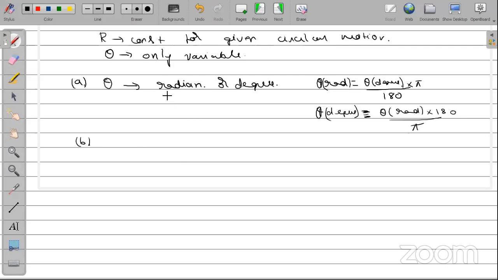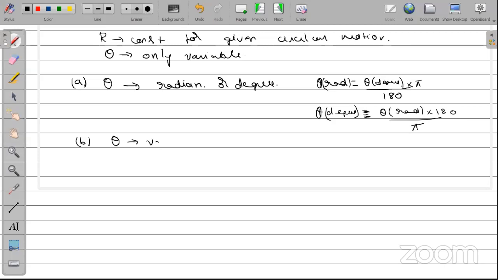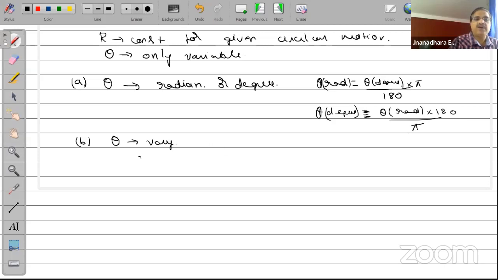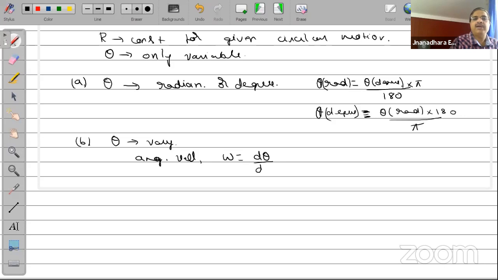So theta is measured in radian. Now this theta is something which can vary. And therefore, I'm going to define what is called angular velocity, which will be omega equal to d theta by dt. Omega will be in the direction of the change of the angle. Omega will always be along the axis of rotation. Let me help you understand this.